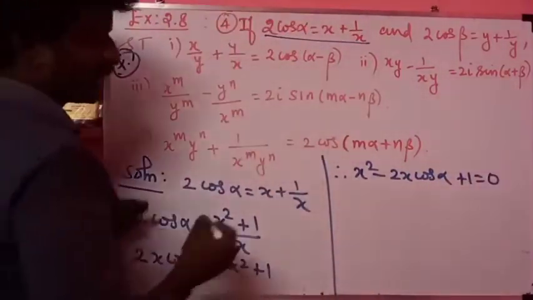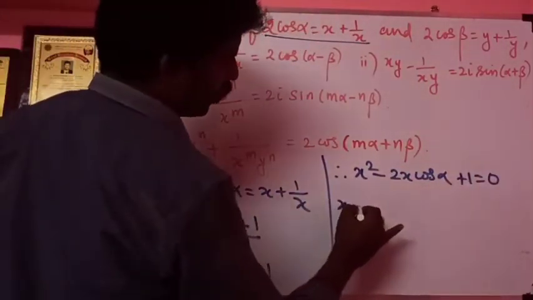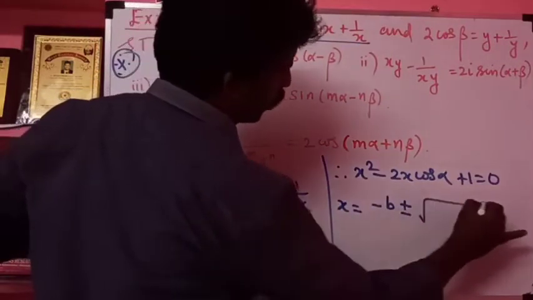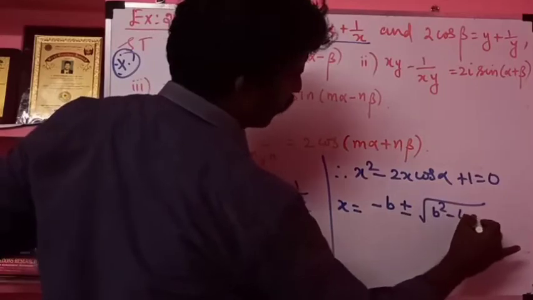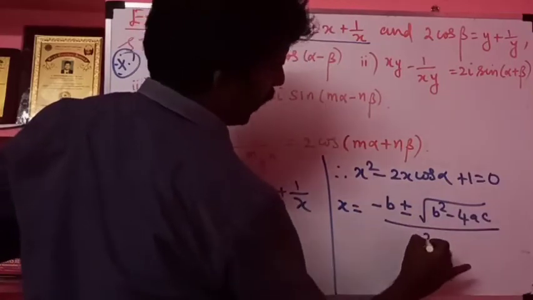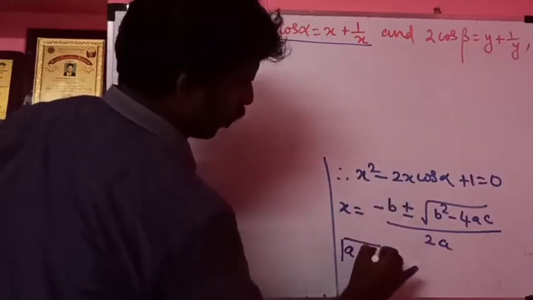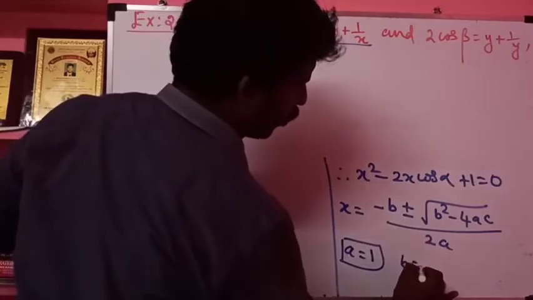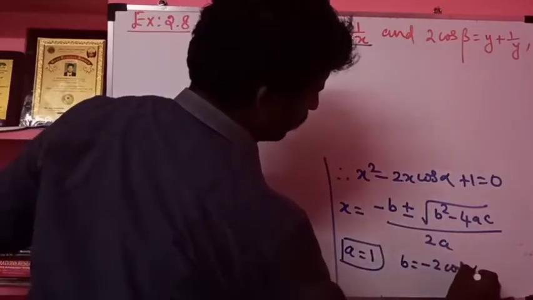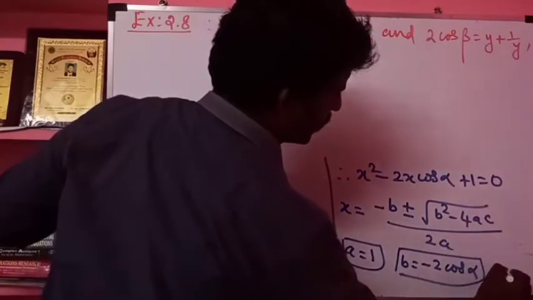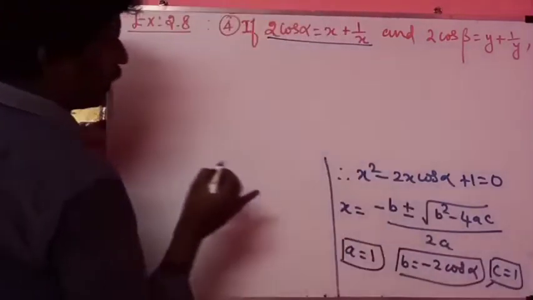Right? If we find x, x is equal to, what is the formula? Minus b plus or minus root b square minus 4ac by 2a. So here what is a? The x square coefficient is 1, then b is equal to minus 2 cos alpha, the x coefficient is b. The c is equal to 1. So we apply by putting it.